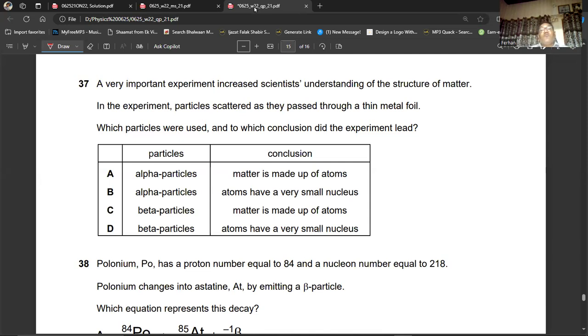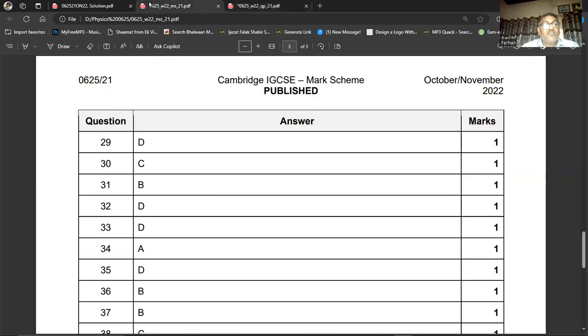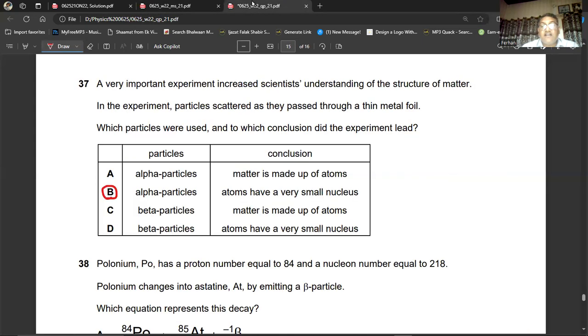They bombarded a gold foil with alpha particles, and most of the alpha particles went straight, and from there, they concluded that most of the atom is empty and there is a very small nucleus inside the atom. Yes, this is that famous Geiger and Marsden experiment, in which they discovered this nucleus. B looks the right option, sir. Question number 37, B is the answer.